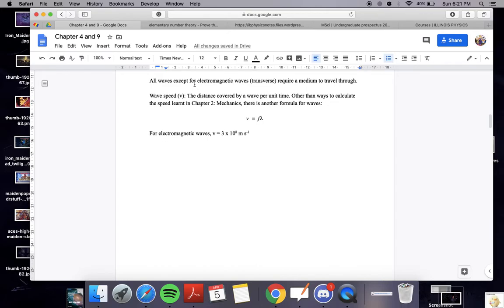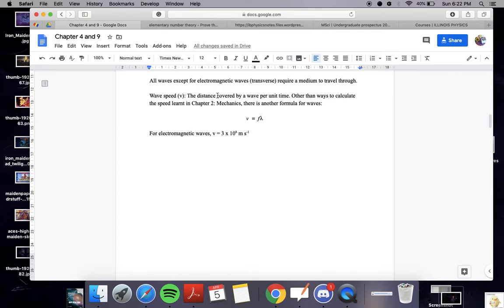Now, all waves except for electromagnetic waves, which are transverse waves, require a medium to travel through. So electromagnetic waves are the only ones that do not require a medium to travel through, which is the only reason we get sunlight. Because if you think about it, between the Earth and the sun, it's a vacuum. There's nothing over there. The transverse waves can just simply go through the vacuum and come to us.